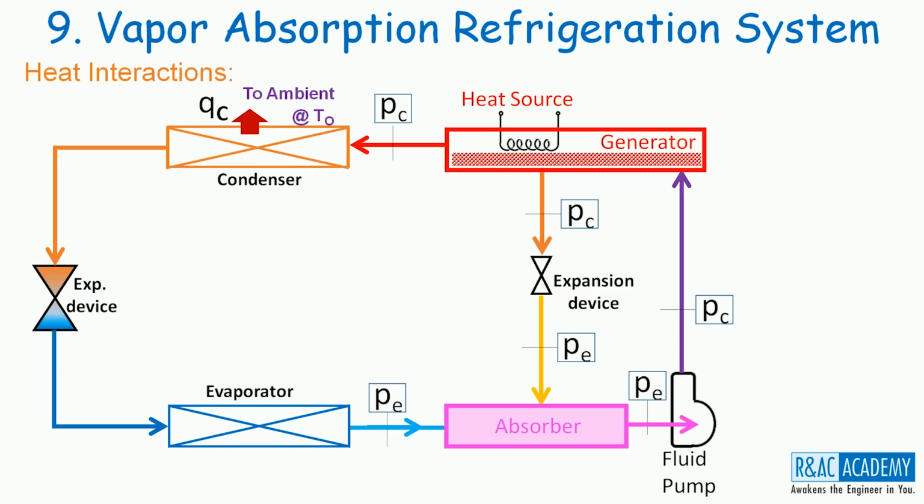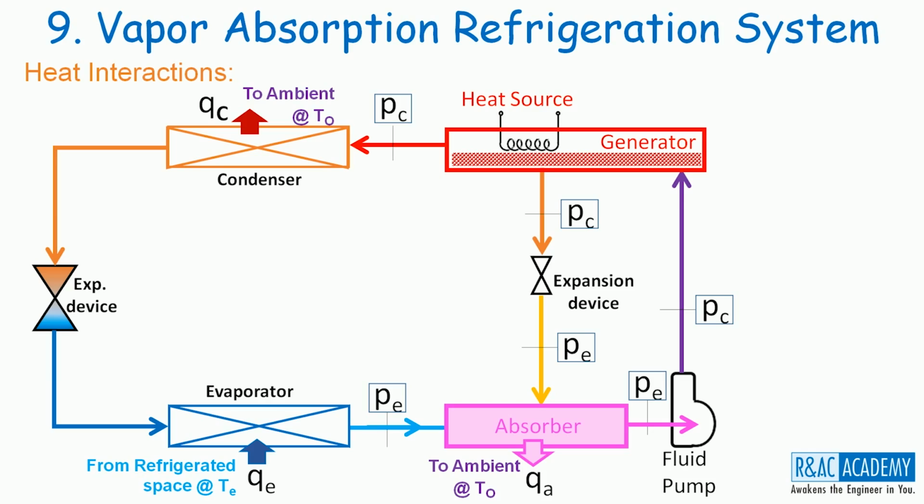The refrigerant absorbs heat QE from the refrigerated space to be maintained at temperature TE by evaporating itself into vapor. The refrigerant vapor from the evaporator will be received by the absorbent in the absorber and forms the rich mixture. The absorber in this process releases heat of absorption to the surrounding medium, which happens to be the ambient air at temperature TO.